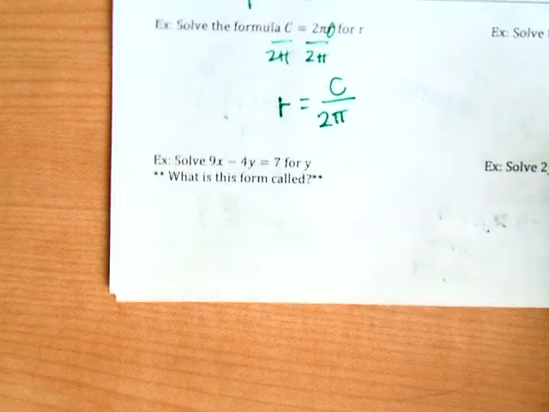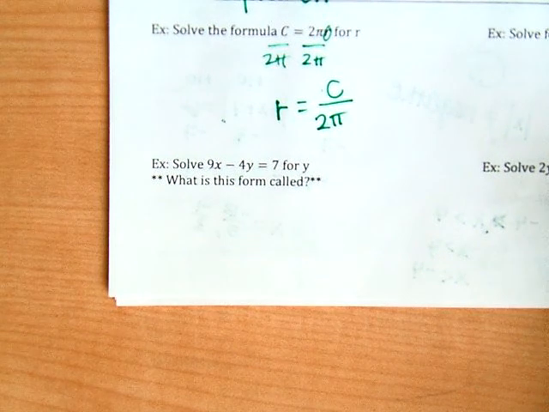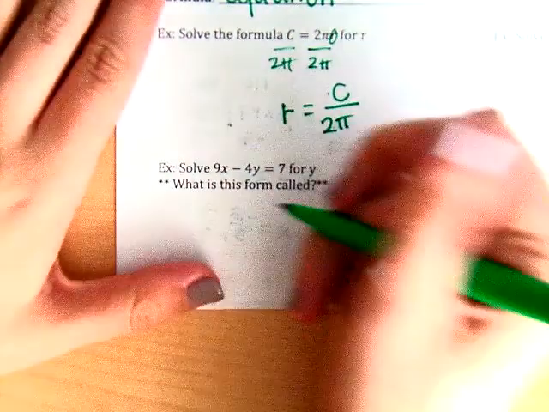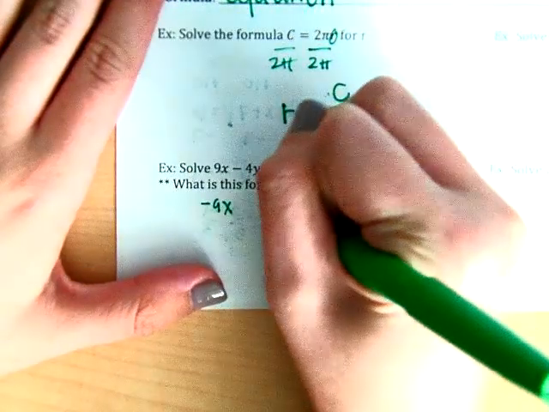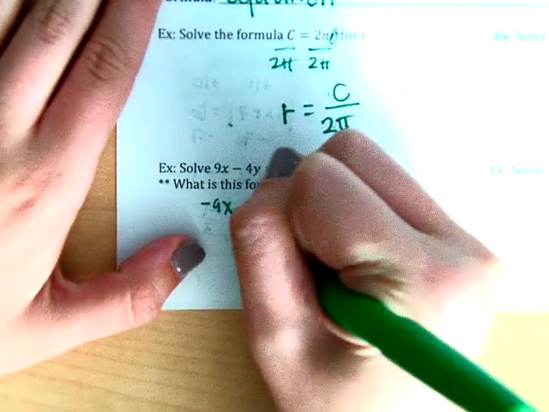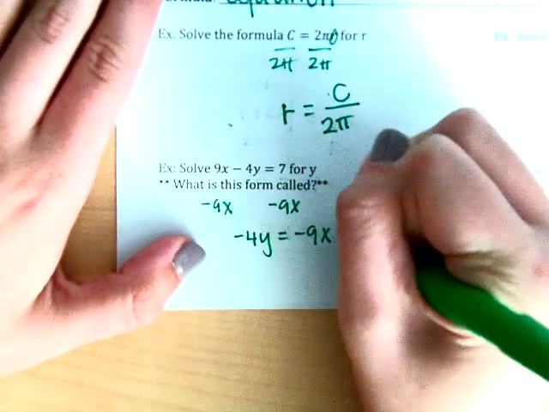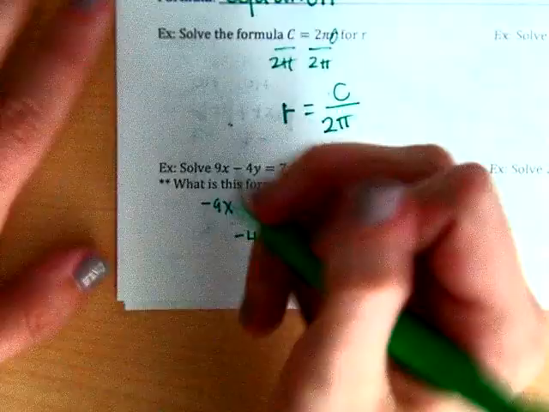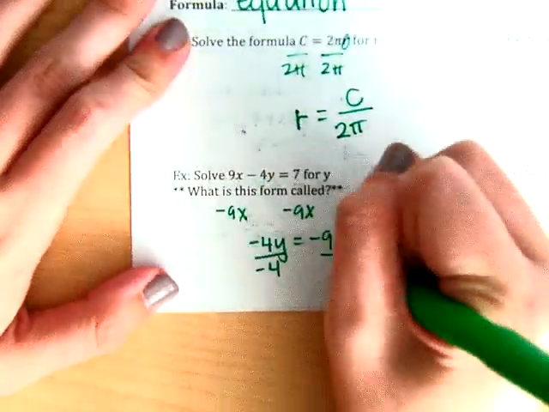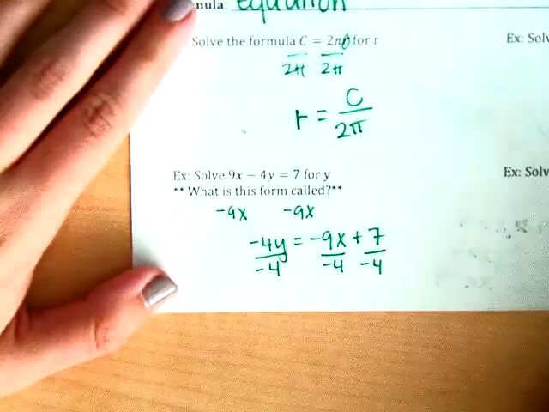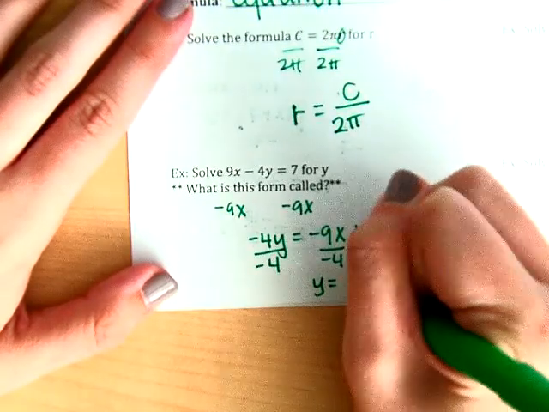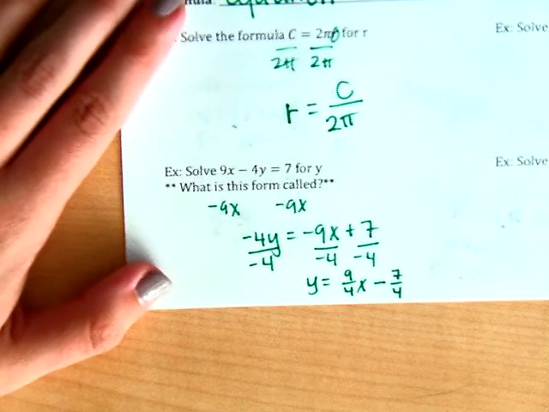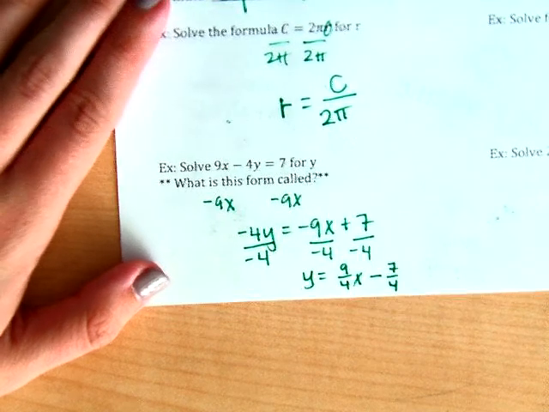Solve this thing for y. That's basically putting it in slope-intercept form. y equals mx plus b, that thing we like. So I'm going to subtract 9x over to the other side. So then I have negative 4y equals negative 9x plus 7. And to get the y by itself, I divide by negative 4 to everything. And I got y equals 9 over 4 x minus 7 over 4. Not pretty, but it's nice.